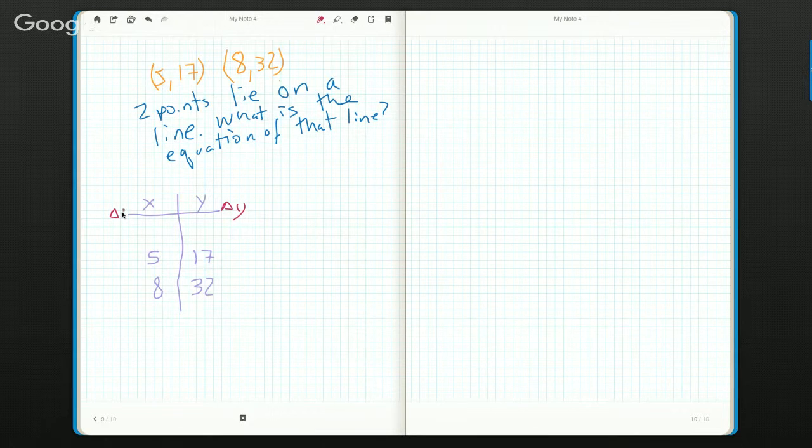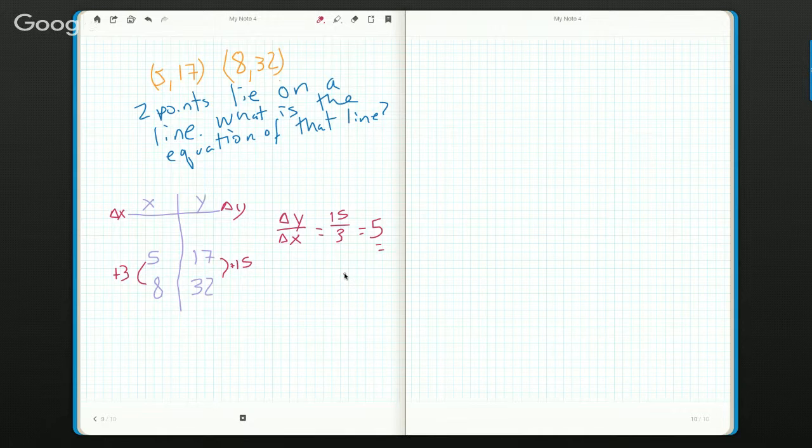And that is that delta y over delta x is constant between all 2 points on that line. So let's find out, between these 2 points, what is our delta y divided by our delta x? Well, 32 minus 17 is 15. So that's a positive 15 to go from 17 to 32. To go from 5 to 8, we have plus 3. So our delta y over delta x in this case is 15 over 3, or equal to 5.